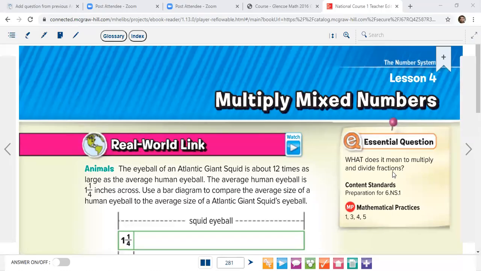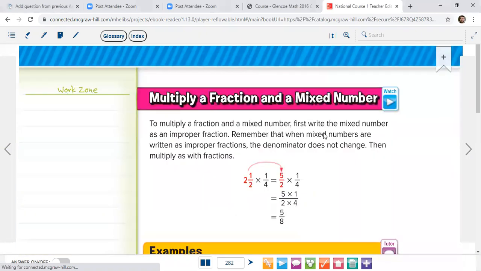In chapter 4, lesson number 4, multiply mixed numbers. Let's learn how to multiply mixed numbers. As you can see in this problem, I want to multiply 2 and 1/2 multiplied by 1/4. So the rule says we don't leave the mixed number like a mixed number. We must transform this mixed number into a fraction.